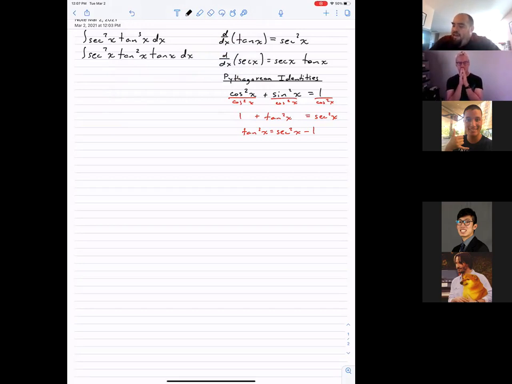And now that I have that, I can do secant to the 7th of x times secant squared of x minus 1 times tangent of x dx. So then I have secant to the 9th of x minus secant to the 7th of x tangent of x dx.